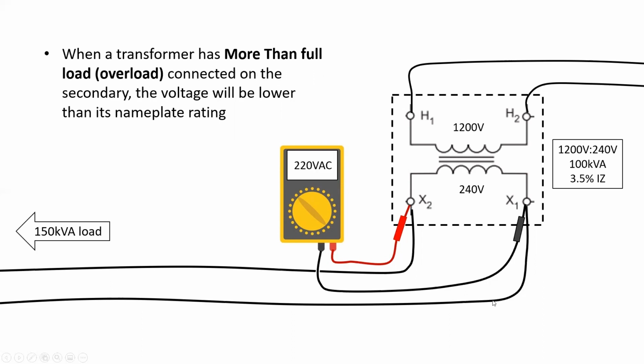If I were to exceed the rating of the transformer, which is not advisable, but if I were to exceed it, and now I'm driving a 150 kVA load from a 100 kVA transformer, I would anticipate the voltage at the terminals of the transformer to start dropping. So they're going to be lower than the nameplate rating.